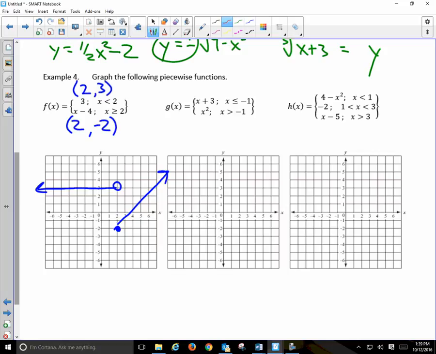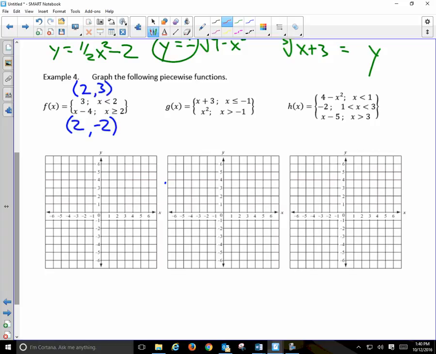So we just need certain parts of it. So let's do the first one. What do I plug in for the x value? When you plug in -1 to the top one, what do you get? 2. Open or closed circle? Very good.